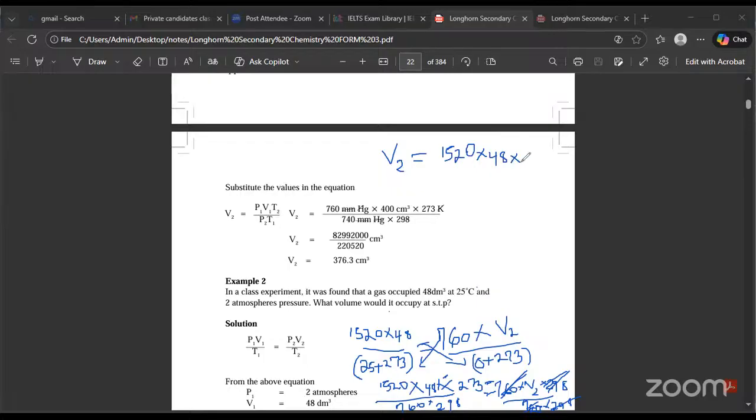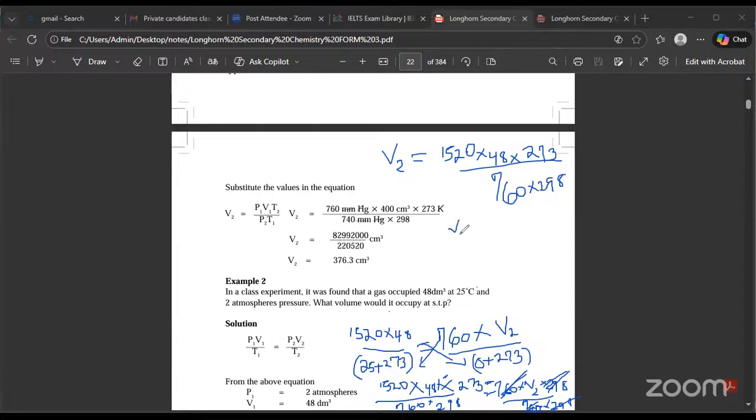If we solve this one, the same, we can solve the other one also. I think the other one now has been solved in the question by 273. But the answer must be the same. If we get a different answer, then we are wrong. 760 you multiply by 298. So what is the answer to V2?